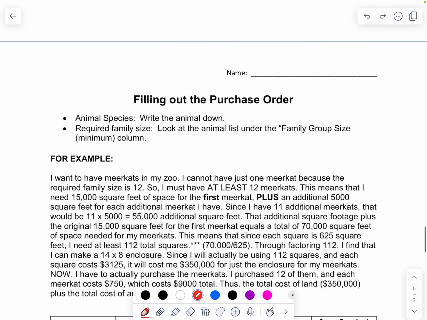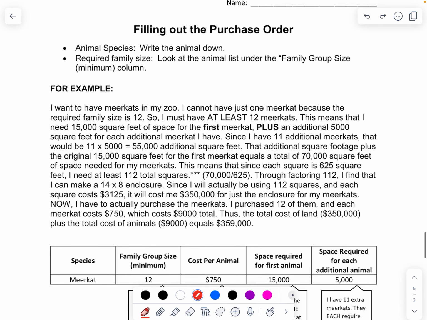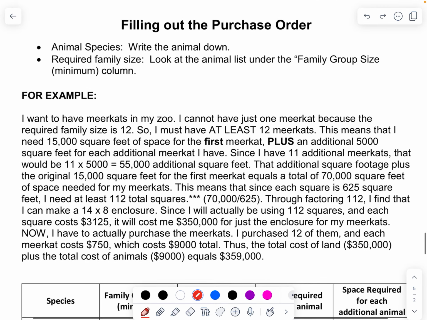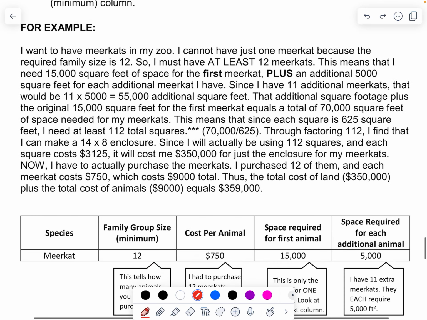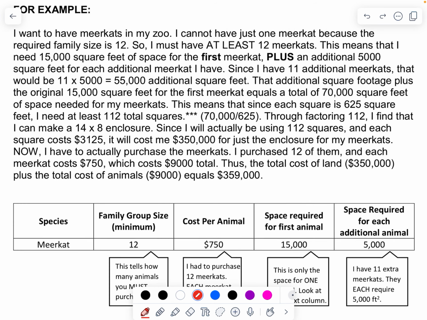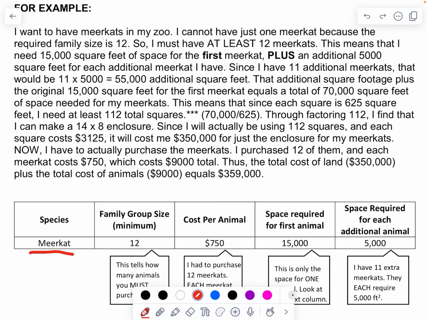So now I'm going to go over an example of filling out the purchase order. So let's say we want the meerkats, which, the meerkats example is up here. That was taken from your species list. So I want to have meerkats in my zoo. I cannot have just one meerkat because the required family size is 12. So you can see here, our species is meerkat. You have to have a minimum of 12. So we can't buy 1, we can't buy 6. We have to buy at least 12, which means we can buy 12, 13, 14, 17. Anything that is 12 or more is what we can buy.